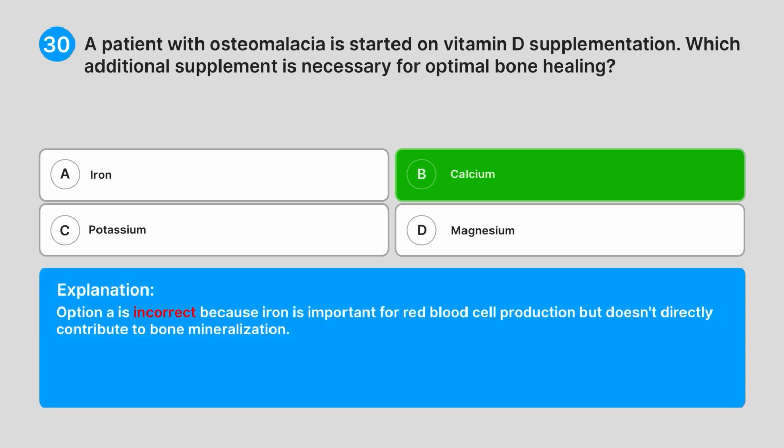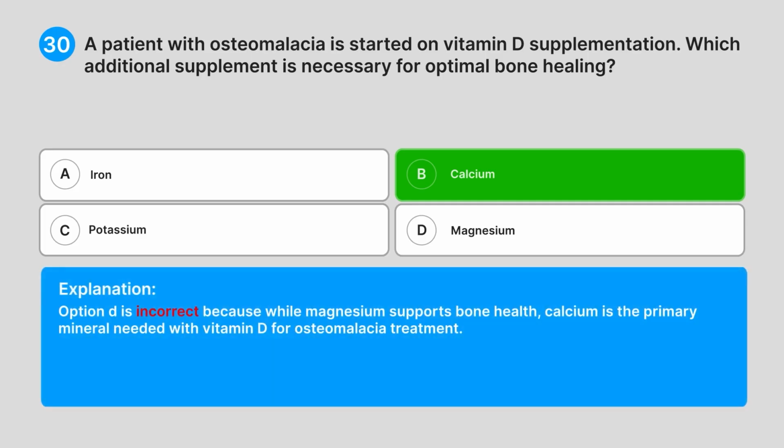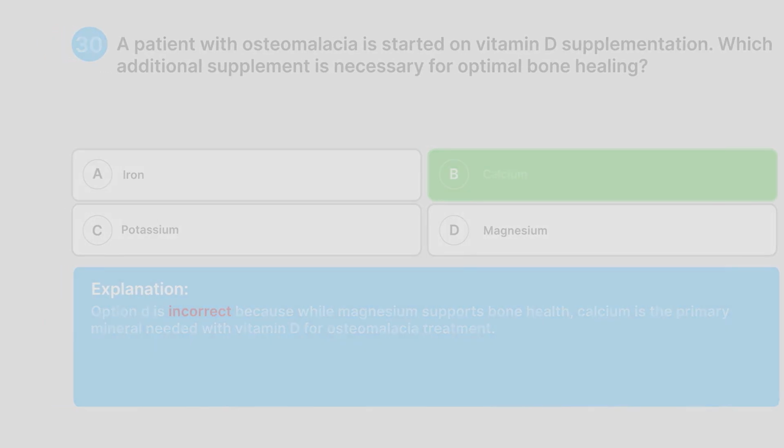Option A is incorrect because iron is important for red blood cell production, but doesn't directly contribute to bone mineralization. Option C is incorrect because potassium affects muscle and nerve function, but isn't directly involved in bone healing with vitamin D. Option D is incorrect because while magnesium supports bone health, calcium is the primary mineral needed with vitamin D for osteomalacia treatment. Osteomalacia treatment requires understanding the vital partnership between vitamin D and calcium for bone healing.